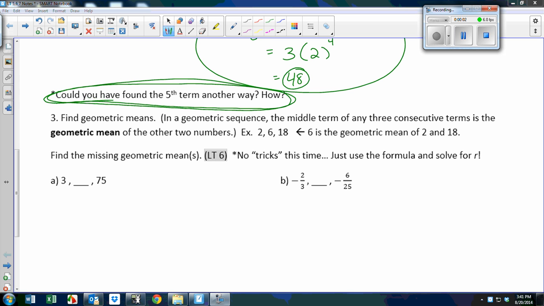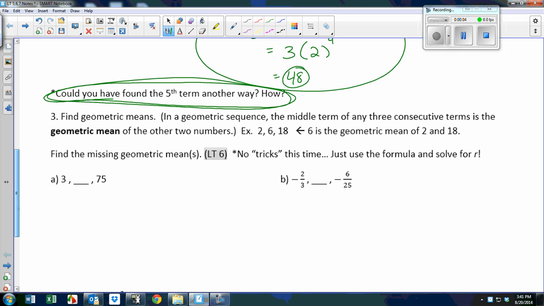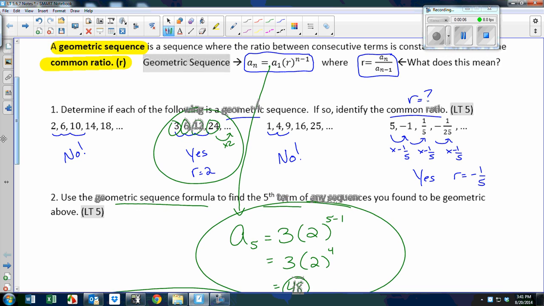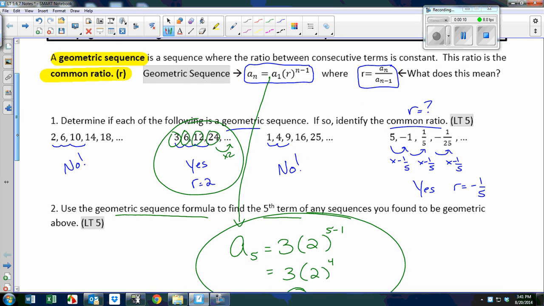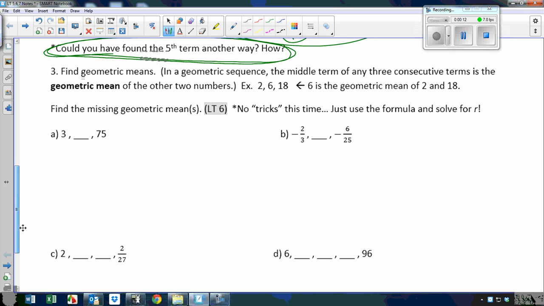Okay, this video is for Learning Target 6, and it's just a continuation of the Learning Target 5 video. So if you haven't watched it and need to, you might want to go back and see the first introduction to geometric sequences. But now for geometric means, you can read the paragraph that kind of introduces them.